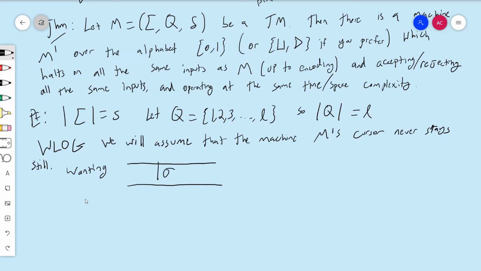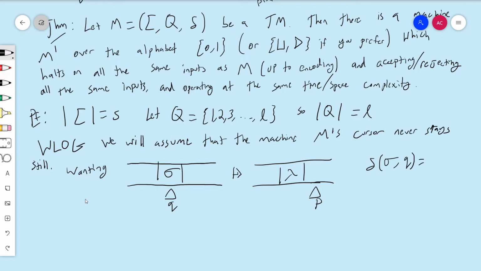So all of this proof is going to boil down to just describing how to simulate this step, where you take, where I cannot draw sigmas on this computer. Where we do this, we go into some new state. I'll put the cursor here, but it doesn't have to be here. And I'm in some new state P. And this illustrates, of course, sigma Q equals lambda P D, where D is either 1 or -1.